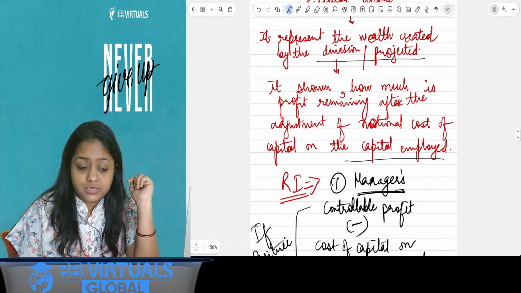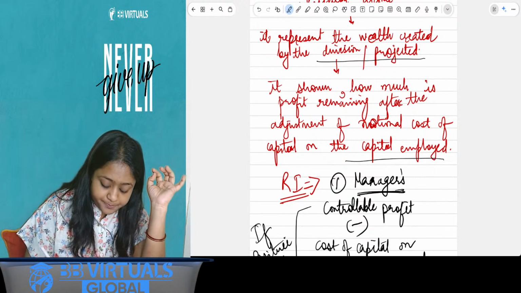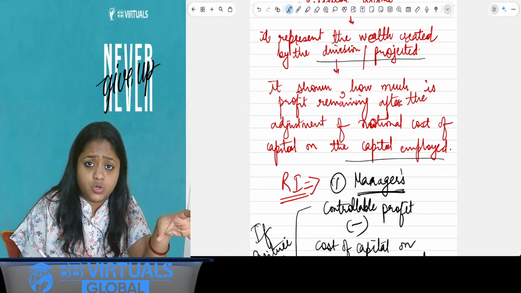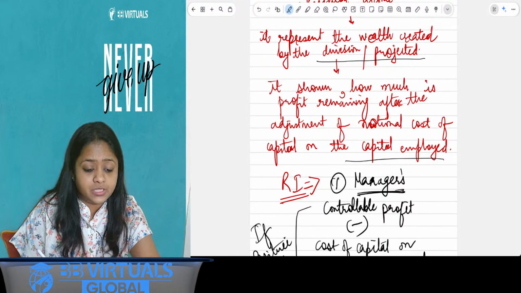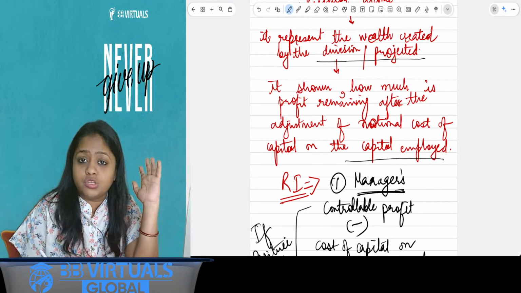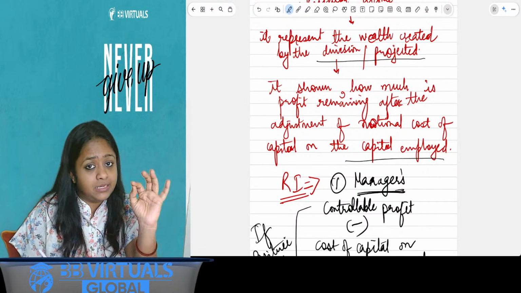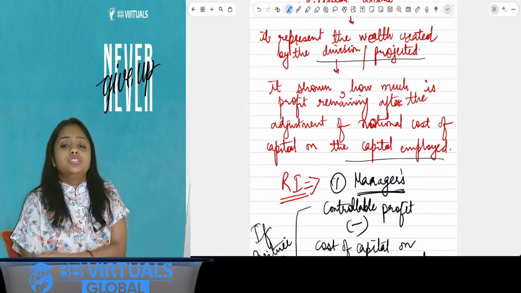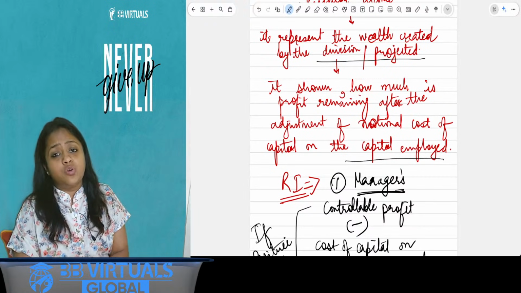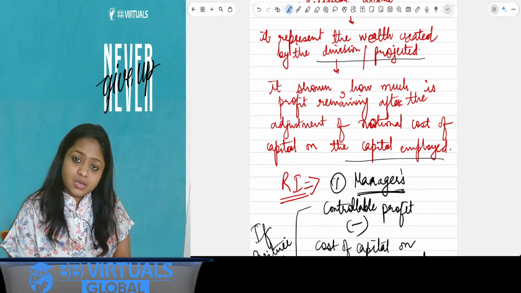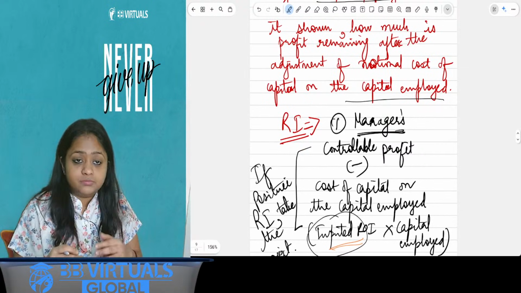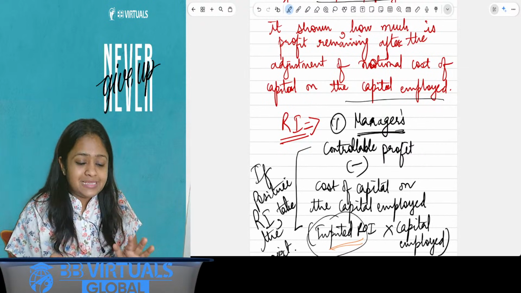How do you calculate it? We will take the profit, and generally here also we take the controllable profit or traceable profit as per the requirement. So take controllable profit from it, reduce the notional cost of capital multiplied by capital employed. Why notional? Just to give an idea about whether the return or the profit is able to cover the cost on the capital or not. Clear? Once you do that, you will get your residual income.